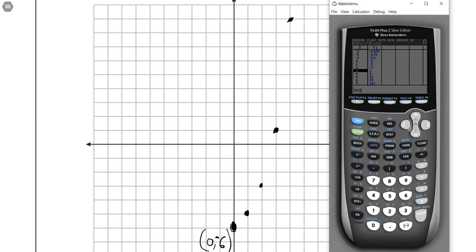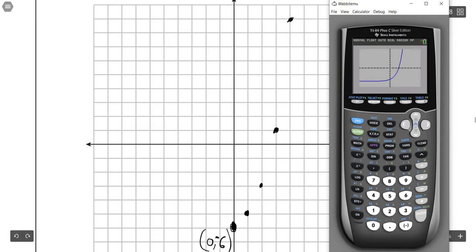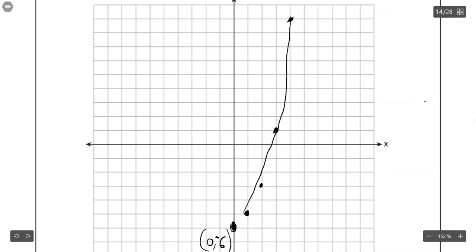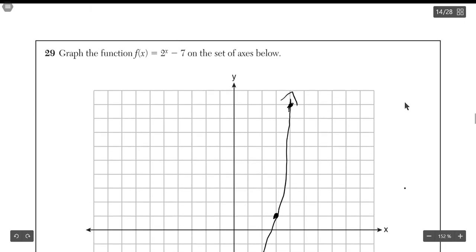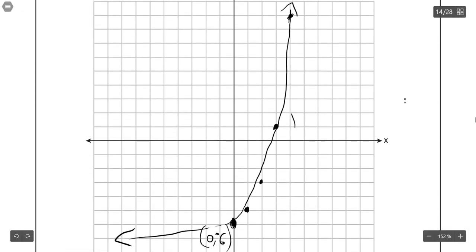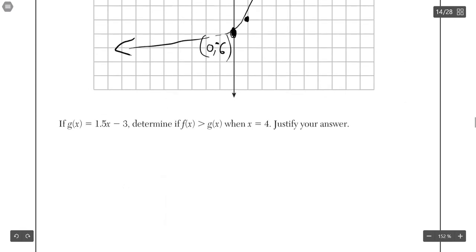Once you have your dots there, you can take a look at the graph, just to get an idea of what the curvature should look like. It'll look something like that. Make sure to put arrows at the end to show that it goes on. And also label it as f of x. Okay, there, that's the first part.